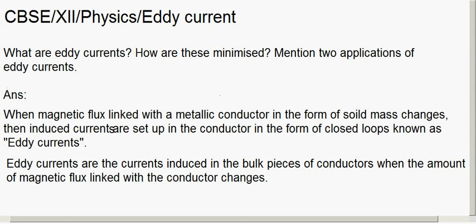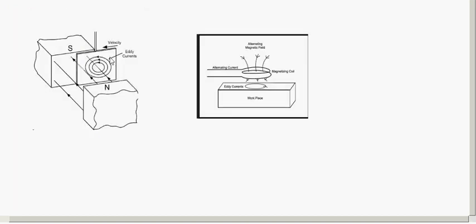So, instead of a solid single mass, you can take a laminated core, and the plane of these sheets should be kept perpendicular to the direction of the currents, and here that insulation will provide the high resistance, and hence eddy current can get minimized.